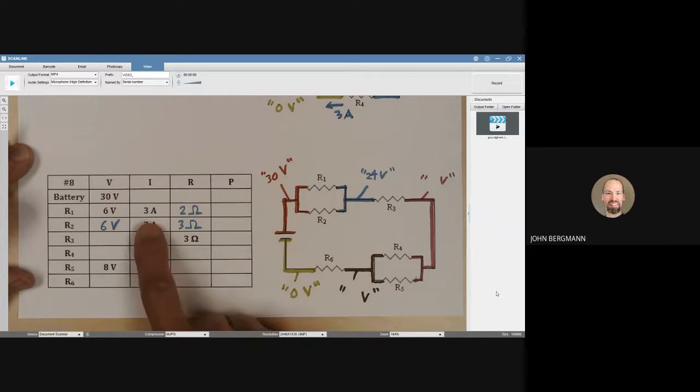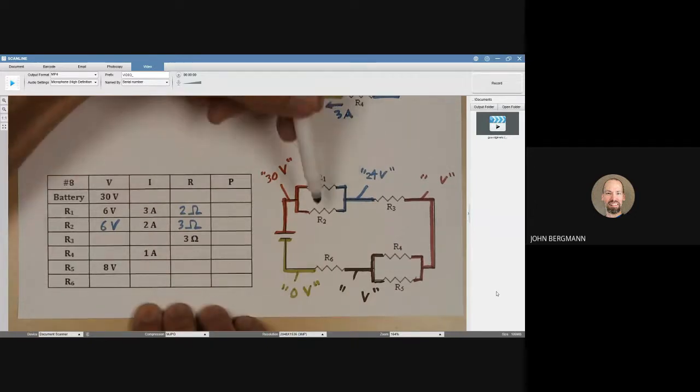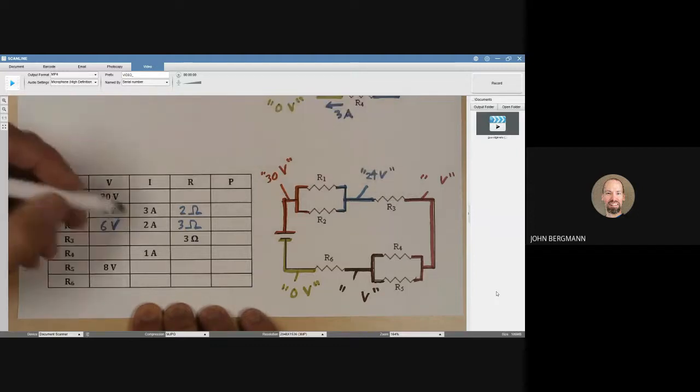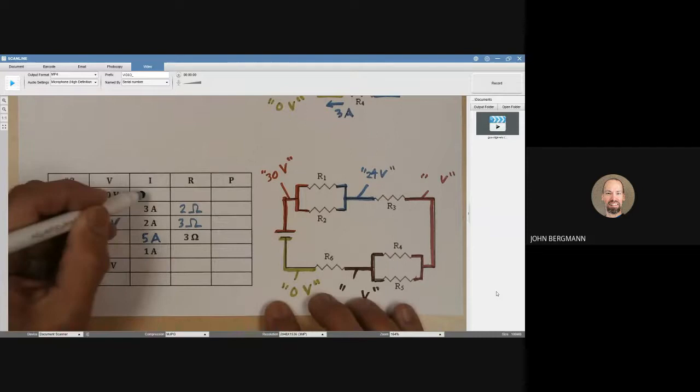Now, look at this. Through R1, we have 3 amps flowing. Through R2, we have 2 amps flowing. 3 are flowing here and 2 are flowing there. Don't they flow together? And through R3, that would be 5 amps. And you know what? Before R1 and R2, mustn't there have been 5 amps that were flowing through the battery, because they split and 3 go this way and 2 go that way. So through the battery, it must be 5 amps.